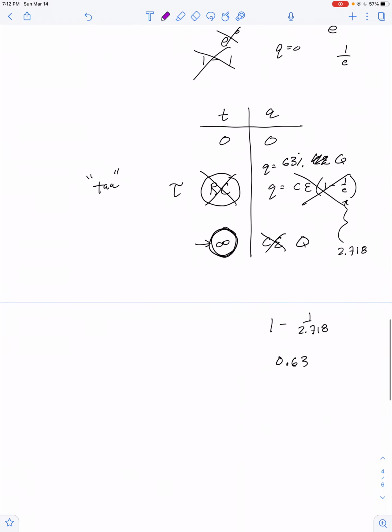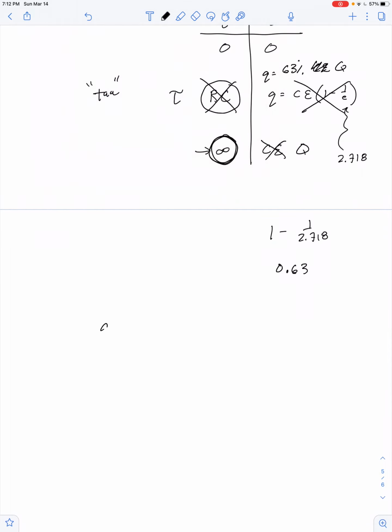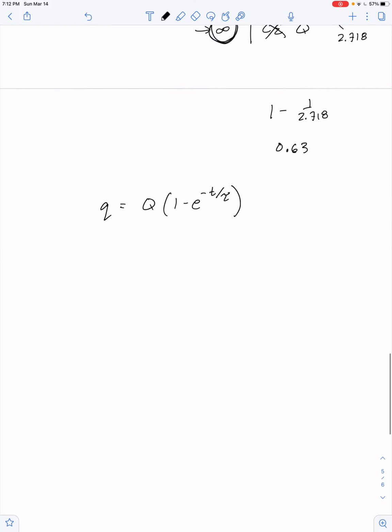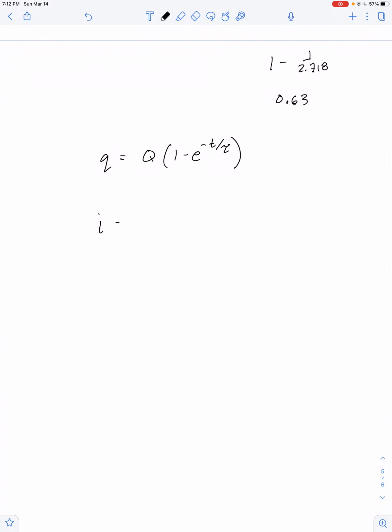So what's current as a function of time? Well, charge as a function of time is maximum charge times 1 minus e to the negative t over tau. And the current is the derivative of that expression with respect to time, which gives us d/dt of Q minus Q e to the negative t over tau. Of course, the derivative with respect to time of this constant gives us 0, so we really only need to take the derivative of this part of the expression.